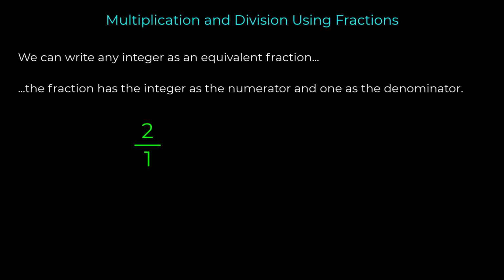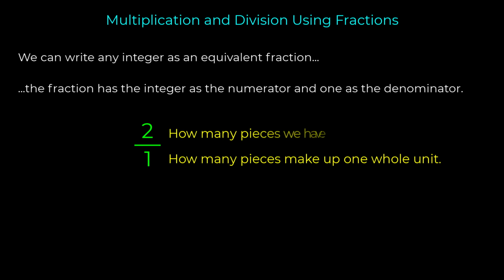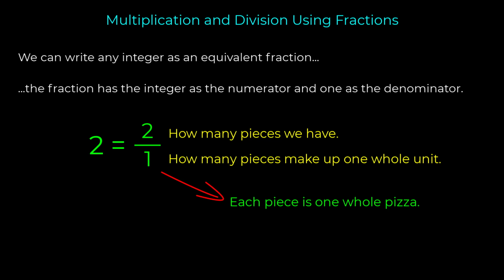Remember that the denominator of a fraction represents how many pieces make up a whole unit, and the numerator tells us how many pieces we have. So using my pizza math, the fraction 2/1 means that each pizza is comprised of one piece. That is, we didn't have to cut it into smaller portions. Each piece is one whole pizza, and we have 2 of those whole pieces. That is, we have 2 whole pizzas.